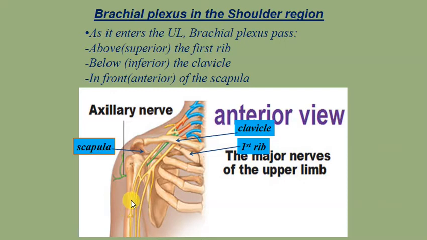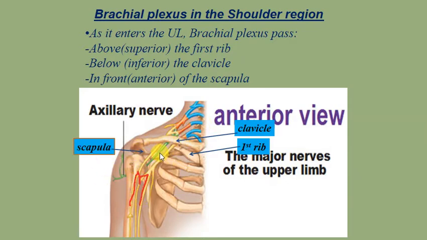It forms an M-like shape. I think you can appreciate this shape. It comes from here, goes up, then goes down, then goes up again, goes down. An M-like shape. This is how the brachial plexus is.